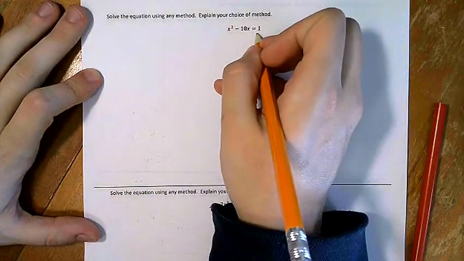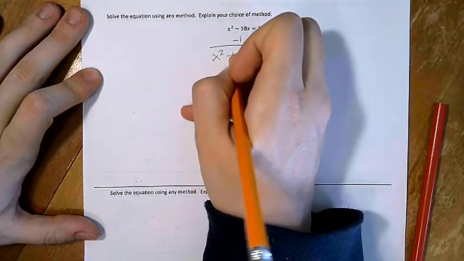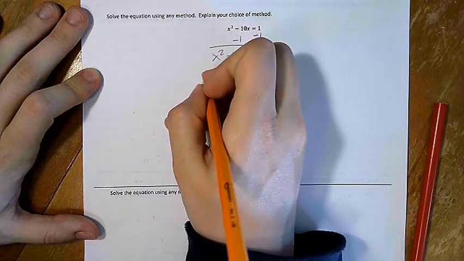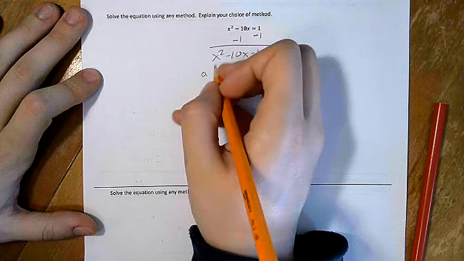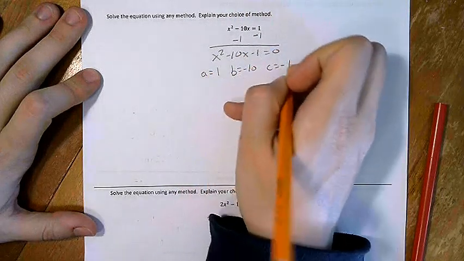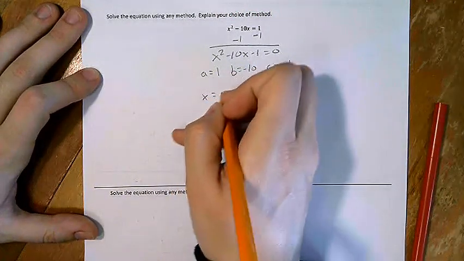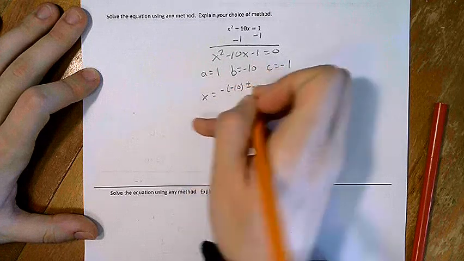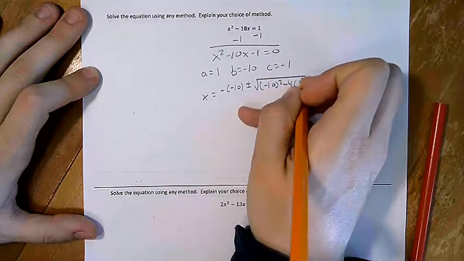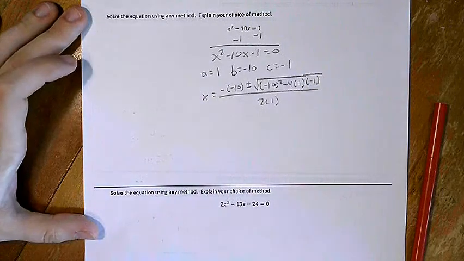All right, with this first one, I actually solved this. So I subtracted 1 on both sides, and I got x squared minus 10x minus 1 equals 0. And then I chose to do quadratic formula. I'm just a fan of the quadratic formula in general. So my a was 1, my b was negative 10, my c was negative 1. So when I plugged that in, I got x equals negative negative 10 plus or minus the square root of negative 10 squared minus 4 times 1 times negative 1, divided by 2 times 1.